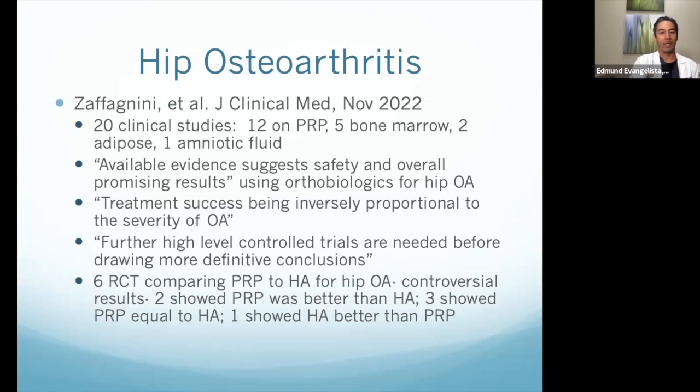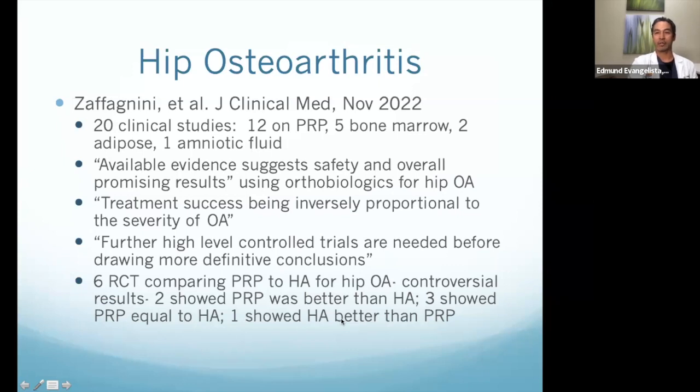Now, an interesting thing in this study, they looked at 6 of the studies on PRP that were randomized controlled trials comparing PRP to hyaluronic acid for hip OA, and the results were a little bit controversial. Now, we've reviewed the data for knee osteoarthritis, where they've compared PRP and HA injections head-to-head, and based on the knee data, it's pretty clear that PRP is superior to HA. However, in the hip data, it was somewhat more controversial. 2 of the studies showed that PRP was better than HA. 3 of the studies showed that PRP was equal to HA, and 1 of the studies showed that HA was better than PRP. So a little conflicting data.